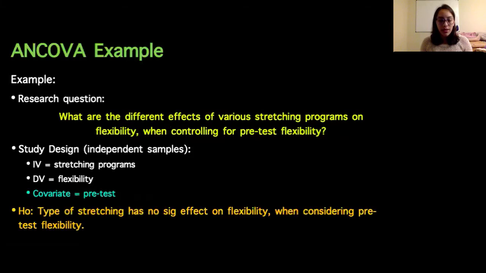measurement. So as far as a null hypothesis goes, we're basically saying the type of stretching that they engage in has no effect on their flexibility when we consider their pre-test flexibility, right? And then obviously the interpretation of the p-values goes the same way that it has been for all of the tests we've been working with, right? So I think the part where we dive in a little bit more is, what do you mean when you're controlling for the covariate? And that's where the process of the analysis comes in.